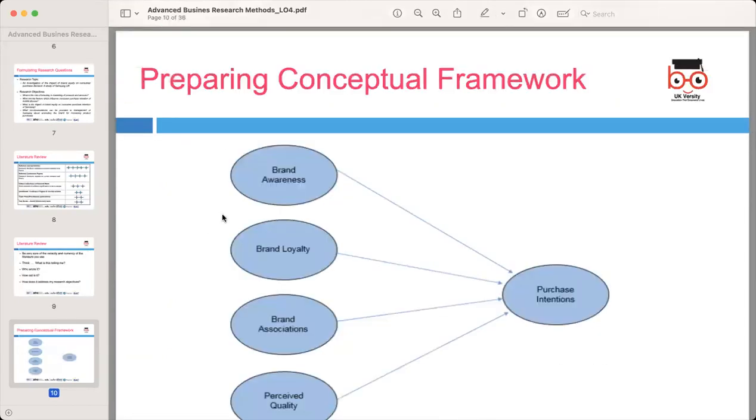Okay, so preparing a conceptual framework. As you can see, a conceptual framework is a tool that helps us understand complex ideas by breaking them down into simpler components. It consists of purpose, concepts, variables, relationships, assumptions, and scope. So by using a conceptual framework, we can organize our thoughts, collect data, and gain deeper insight into the subject we are studying.